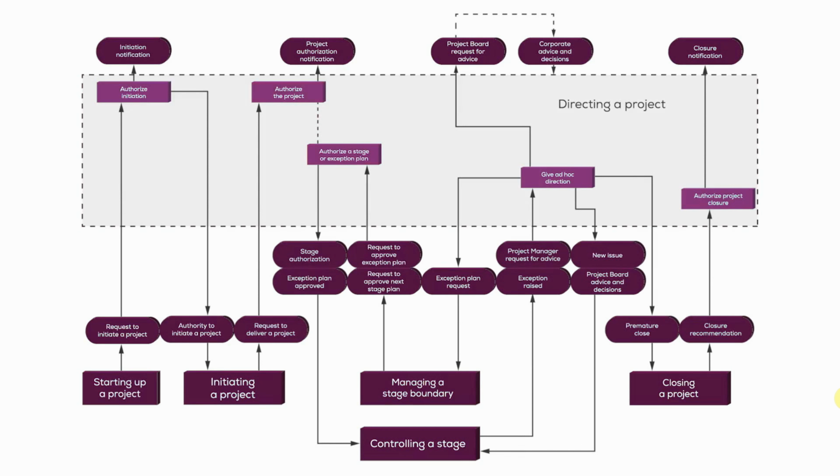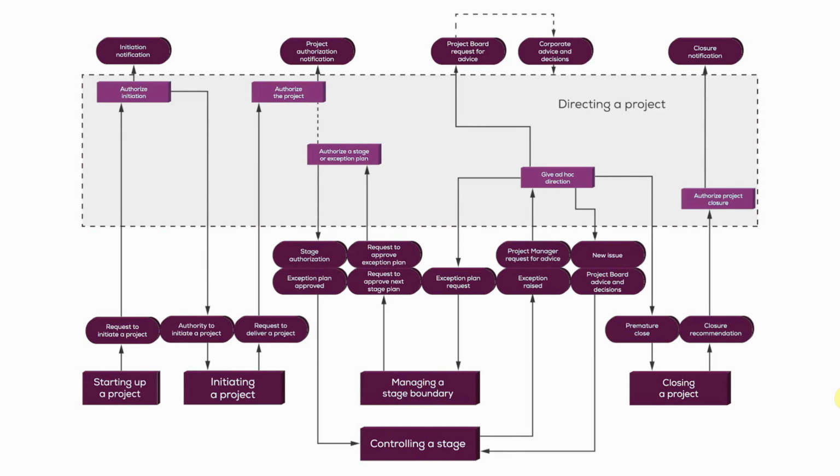Now, what's not shown on this diagram, for the reasons I've already stated, is the interaction between initiating a project process and the managing a stage boundary process. But that's clearly shown in both the managing a stage boundary overview as well as the initiating a project process overview. But those are essentially the first three activities. Authorize initiation, which is reviewing the project brief, the initiation stage plan. Authorize the project, which is reviewing the project brief, pretty much, and then authorize a stage or exception plan, which will be authorizing, we're reviewing the stage plan and the other outputs of managing a stage boundary.